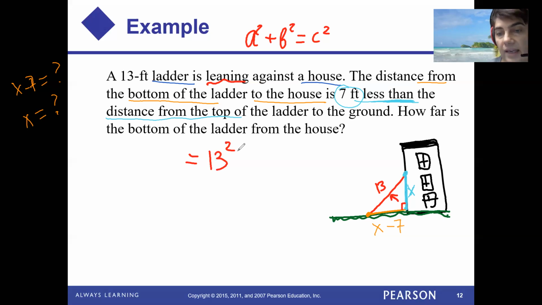So the legs are going to be, let's use their colors, X minus 7 squared plus, because it says plus right here, right? Plus x squared. We're going to make it blue. Not x squared, yeah, x squared.